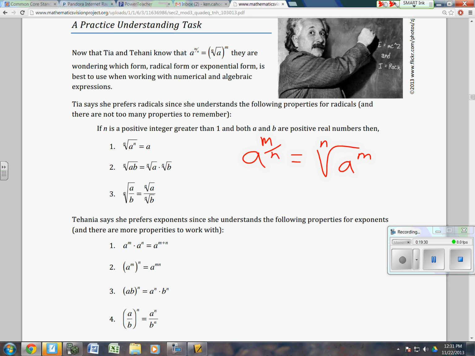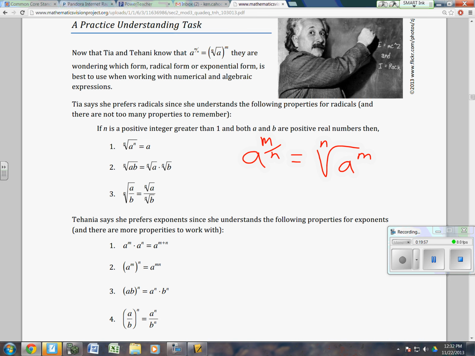Well, no, it can't be 1 because the radical already says that it's going to be a 2 or higher, the n. Okay? A and B have to be positive numbers. They can be decimals, but A and B have to be positive numbers. They can't be a negative number. Okay, so does everybody have that now?